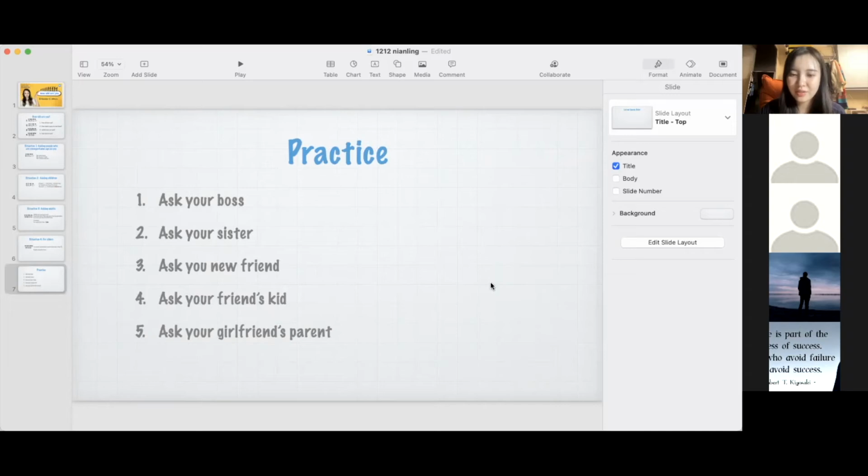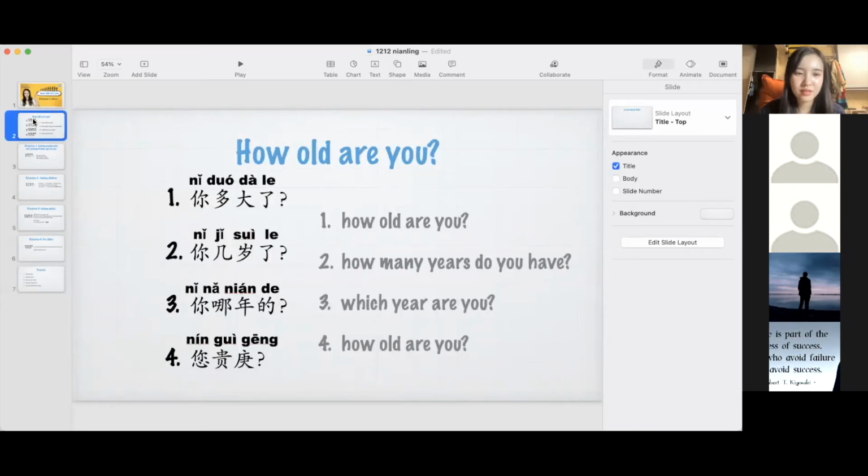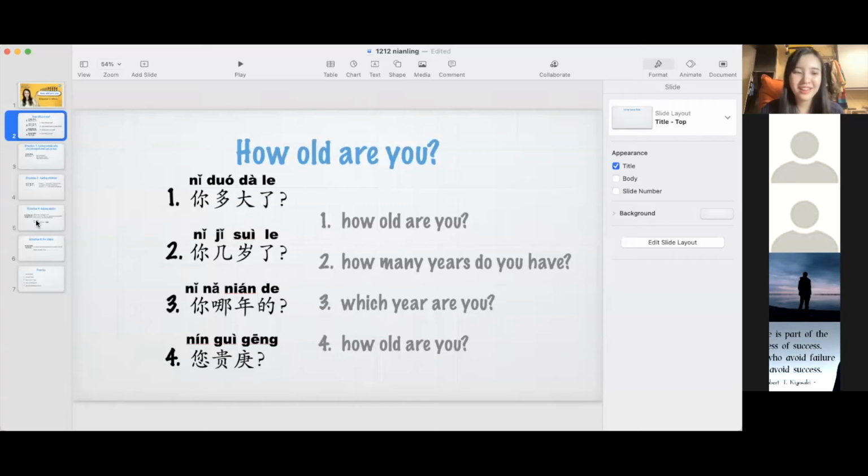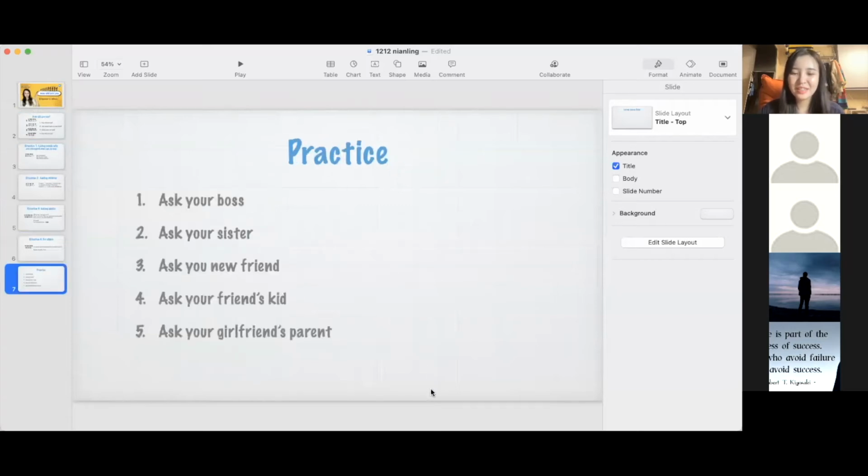And any other answers? Actually, no other answers. The first one is for boss. I'm gonna type in the chat room, okay? For those who miss our class. 您哪年的?